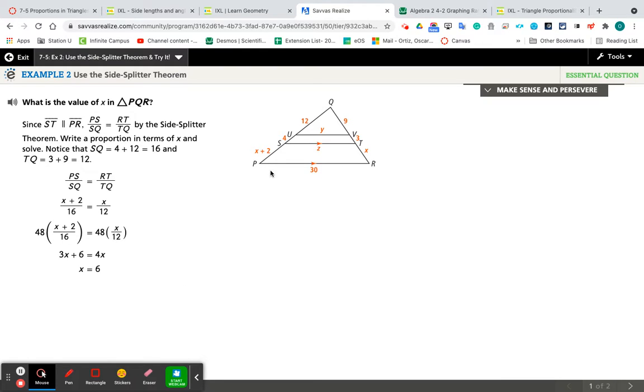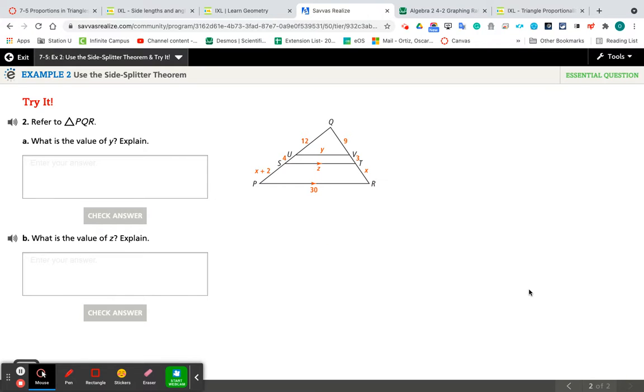So knowing that x equals 6, of course, we know PS is going to be 6 plus 2 is 8. And if this is 4, that's 12. So now we have PU equals 12. And again here, this VR will be 3 plus 6, which is 9. And we can tell that V is the midpoint of QR, and U is the midpoint of PQ. So we can now use the midpoint theorem to find out what y equals.